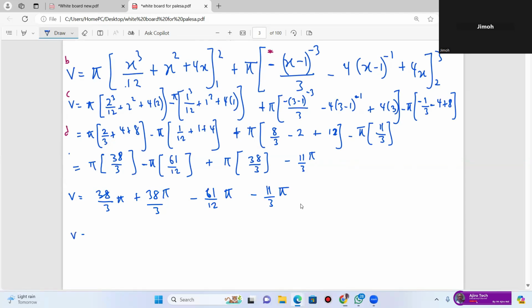So now, they all have pi, right? The common denominator is 12. 12/3 is 4, and 4 times 38 is 152. Plus 152 again, minus 61, minus 44 pi. So my volume should be 308 minus that.